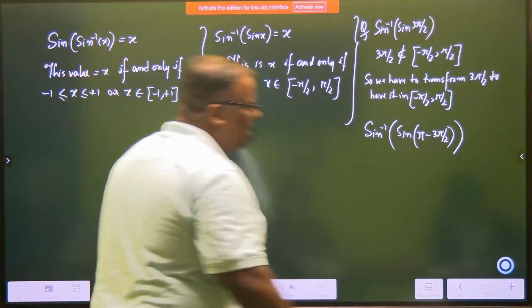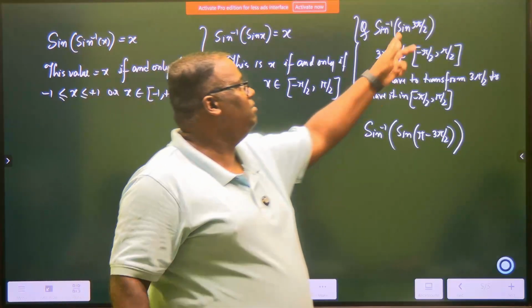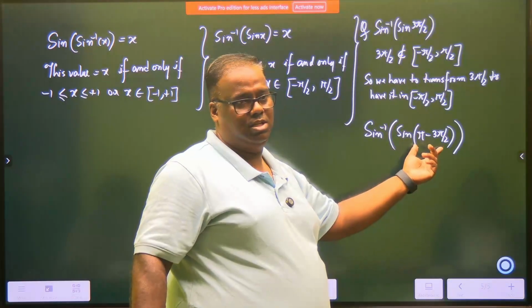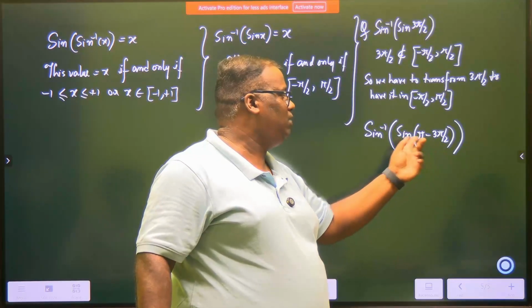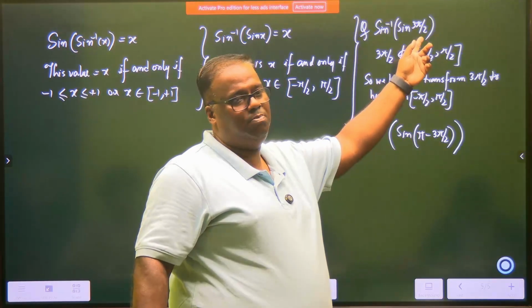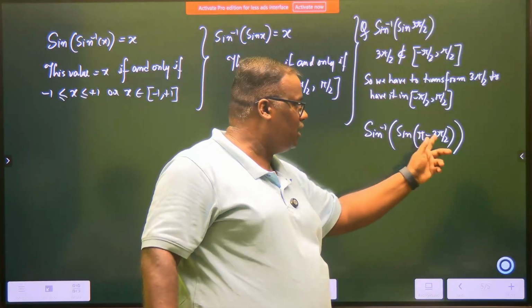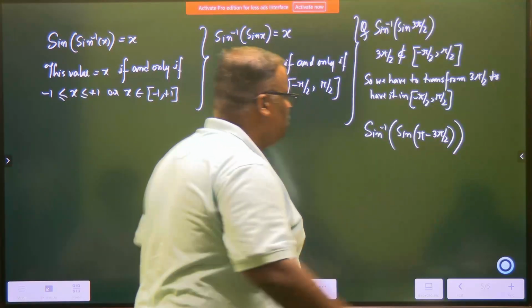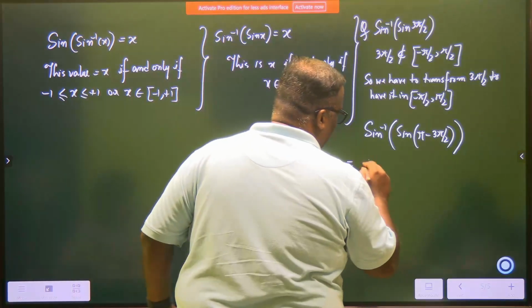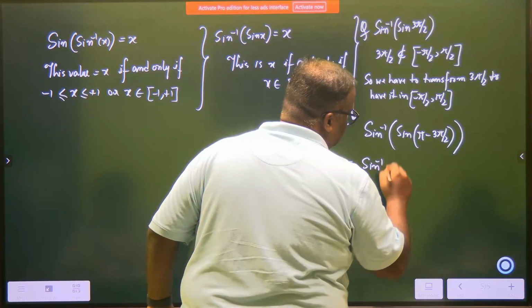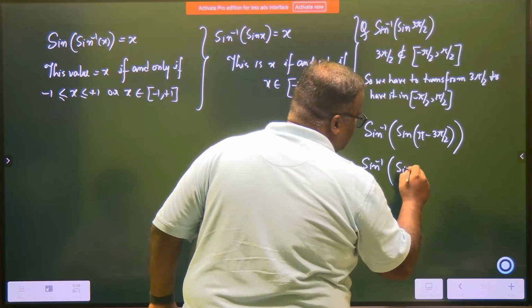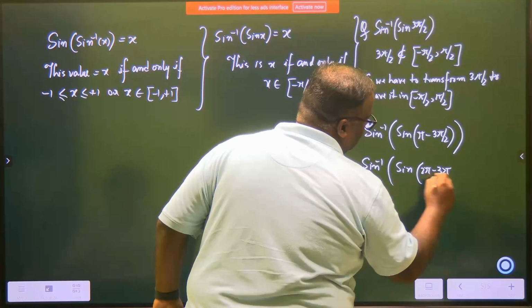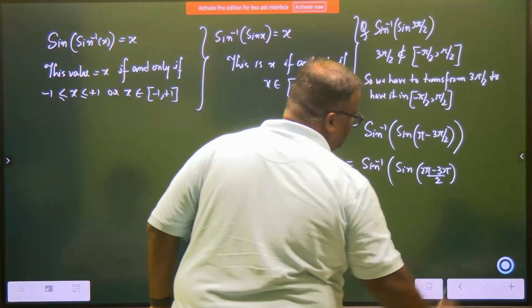See, the children initially get confused. I am just trying to transform this 3 pi by 2 as this. Now you will say, sir, if I solve this, this is not 3 pi by 2. Oh my child, I am not trying to solve. I am looking at the transformation possibility. So now I write it as sine inverse of sine of 2 pi minus 3 pi upon 2. Can I do this?